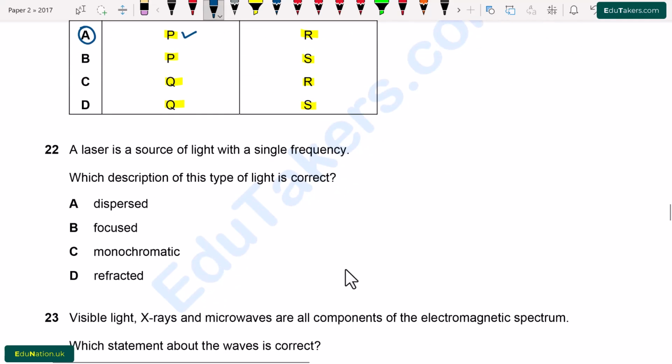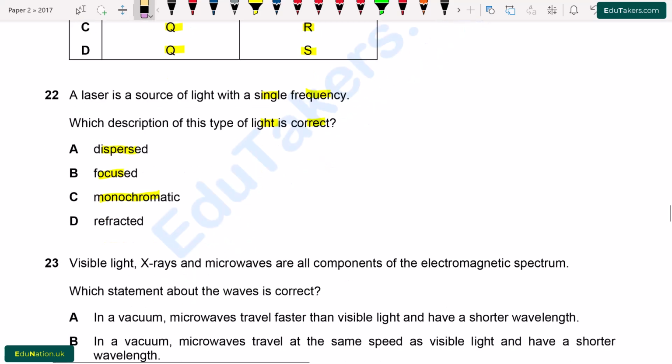Question number 22. A laser is a source of light with a single frequency. Which description of this type of light is correct? Option A, dispersed. B, focused. C, monochromatic. D, refracted. So monochromatic light is the light which has a single frequency, and laser is a source of light which also has a single frequency. From here, option C is correct, which shows that it is monochromatic.